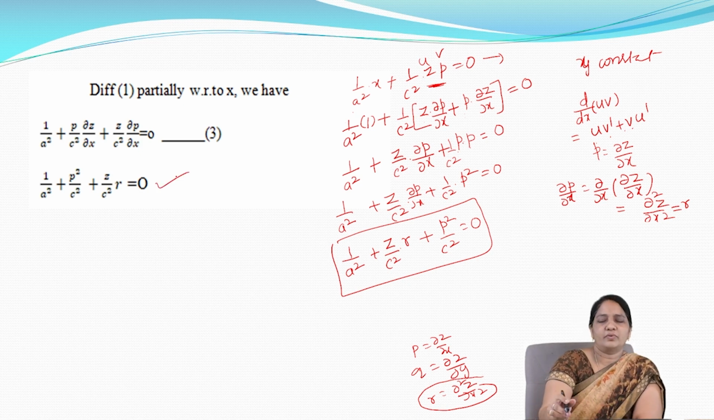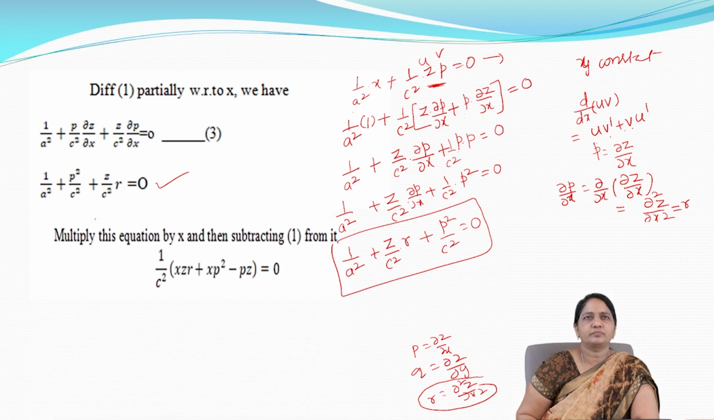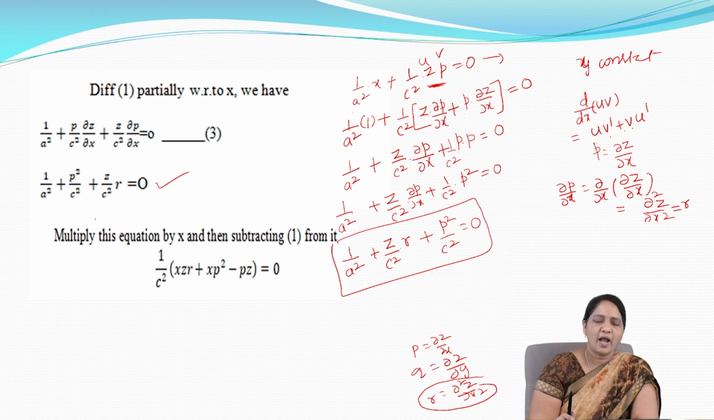Okay. So after this simplification, I got the equation 1 by a square plus p square by c square plus z by c square into r. Now, to eliminate this, the simplification I am going to do is multiply this equation by x. What is the equation I got now?